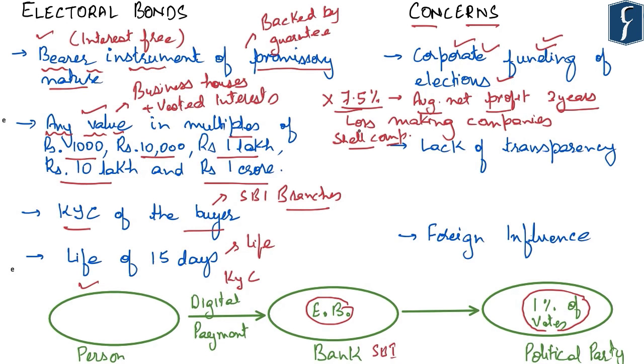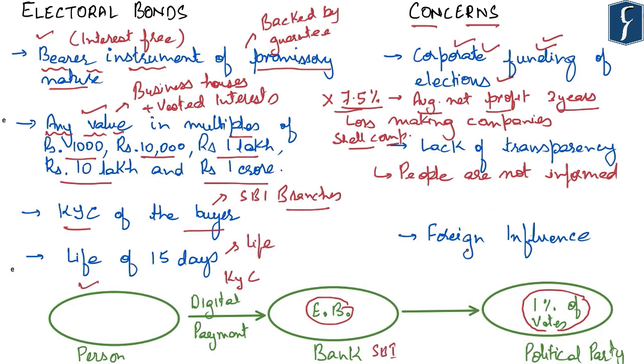Second important aspect is lack of transparency. In a democratic country, voters need to be aware of how the political parties are funded in order to ensure greater transparency in the election. However, through this mechanism, people are not informed about which political party has received funding from which corporate group, and hence this goes against the basic tenet of ensuring transparency in election funding.